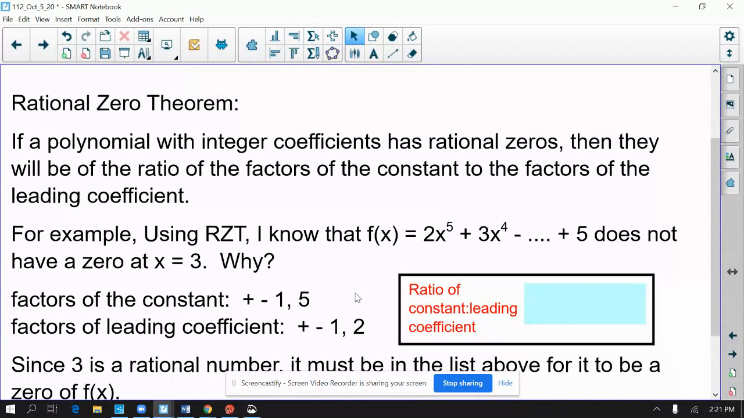So I take all possible ratios of the constant to the leading coefficient. So 5 divided by 1, 5 divided by 2, 1 divided by 1, and 1 divided by 2. Always taking the constant divided by the leading coefficient. And I get a total of 8 possible rational zeros. This polynomial has at most 5 unique zeros, because it's degree 5. Now, if any of those zeros are rational, they must be one of these 8. Maybe all 5 of the zeros are rational. If that's the case, then all 5 of those zeros are in this group of 8.